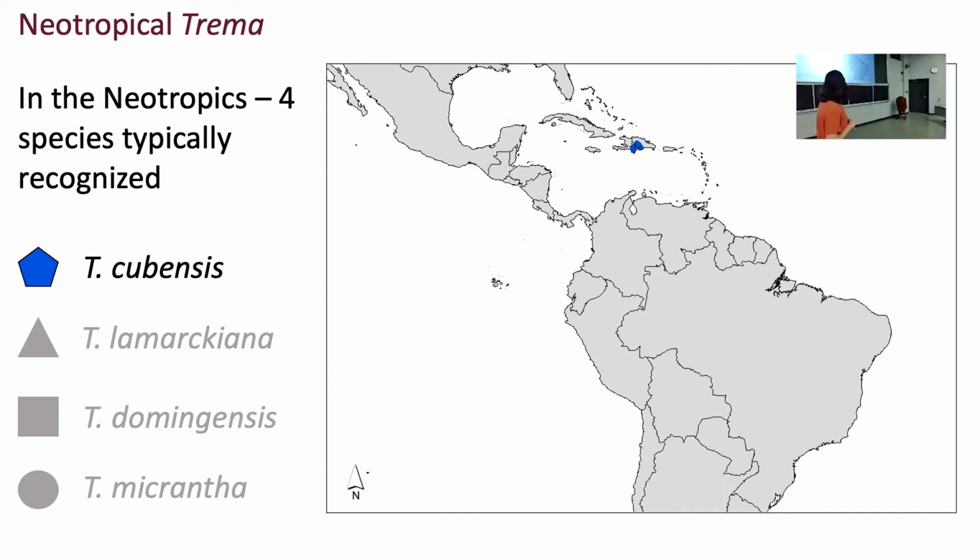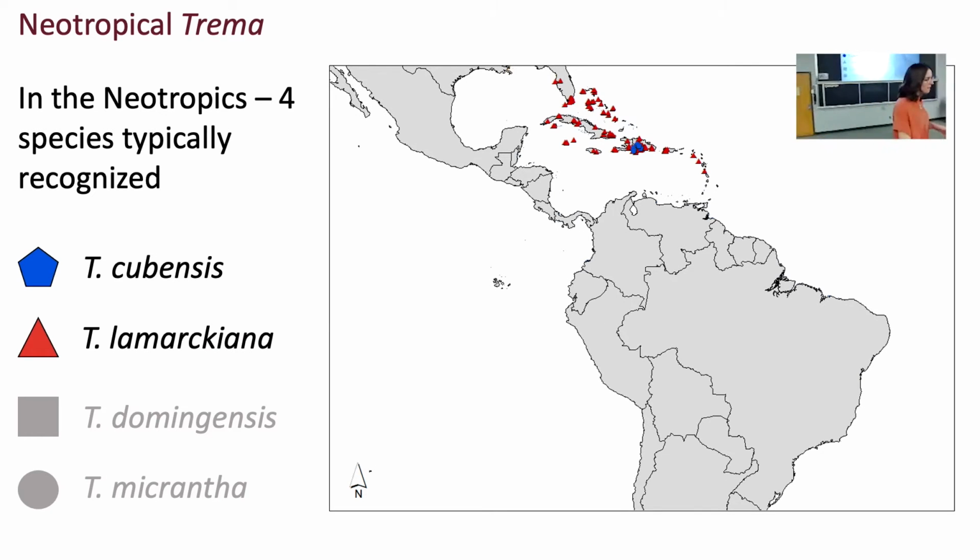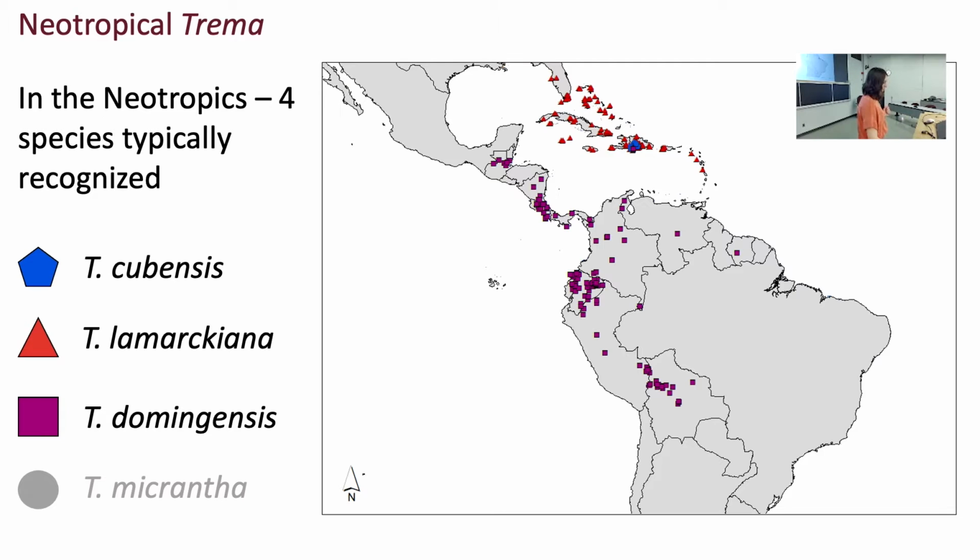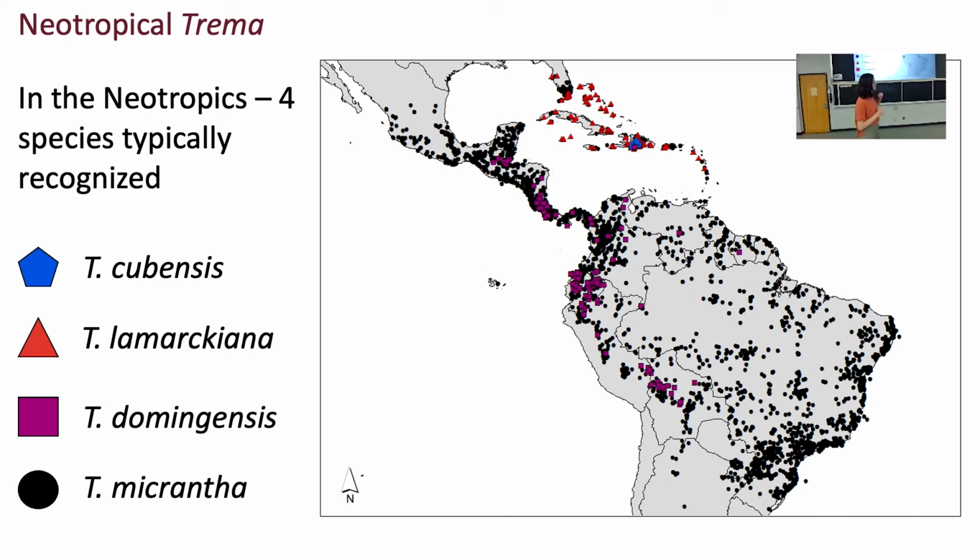So focusing now a little bit on the neotropics, there's typically 4 species that are recognized. So first we have Trema cubensis, which is distributed in the Dominican Republic, Haiti, and also in Cuba. Then we have Trema lamarckiana, which is a Caribbean distributed species, also found in Florida. We have Trema domingensis, which is found in Central America as well as South America. And then we get to the group that I'm really interested in, which is Trema micrantha. And as you can see, this is the most broadly distributed of those neotropical lineages.